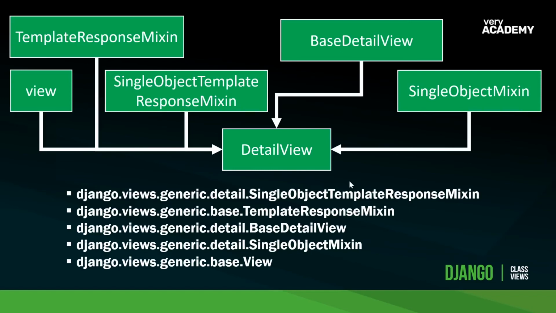Okay, so if we have a look at what's being included into the detail view, you can see that I actually made a mistake earlier. Trying to remember off the top of my head, it was actually the SingleObjectMixin. I mixed it up earlier, I believe. So this is where we're getting the ability to utilize context from, the SingleObjectMixin.